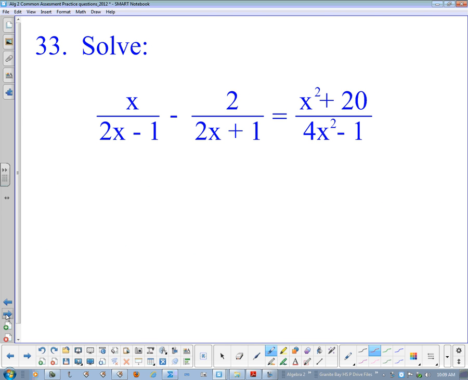Number 33, solving this. This is a long problem, but you're going to have to do something like it. This should be one of the problems I see the best results on. If you have a big equation like this, you want to get rid of fractions. So you're going to multiply everything by the LCD.